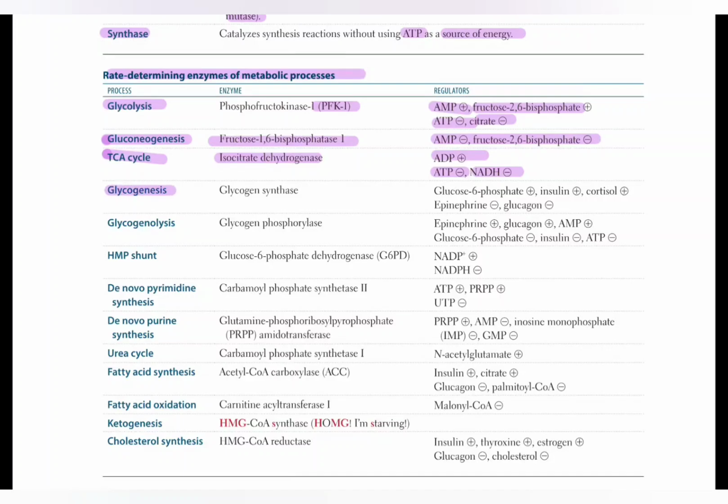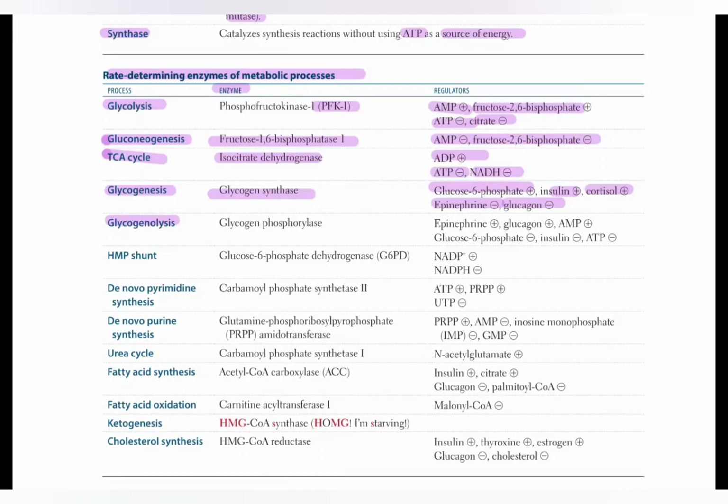Glycogenesis, the enzyme here is glycogen synthase, and regulators are glucose 6-phosphate, insulin and cortisol. These are regulators of glycogenesis, and inhibitors are epinephrine and glucagon. These two are inhibitors of this process.